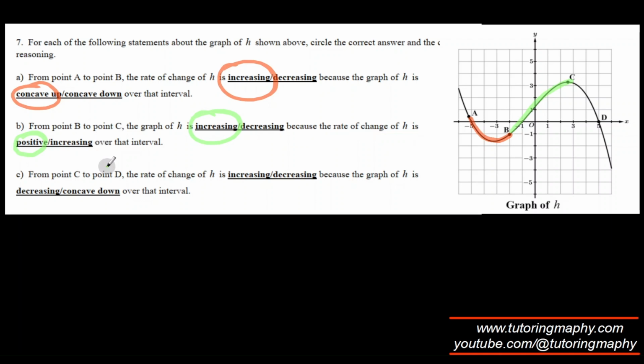Okay, last one, the rate of change is increasing or decreasing because H is decreasing or concave down. Again, between C and D, obviously the function is decreasing as well, but this reason is about concavity. This is a concave down function. Clearly, as we can see, it's a frowning face function. And the reason for concave down is that the rate of change is decreasing. Whenever the rate of change is decreasing, it is concave down. And when the rate of change is increasing, it is concave up. So that was our last question in this worksheet.